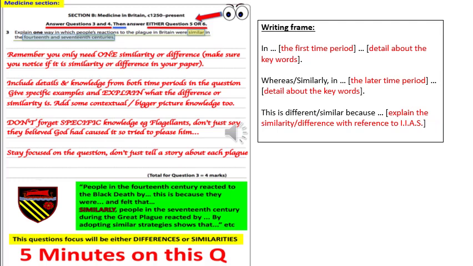A similarity, people with a similar reaction would be that both time periods thought it was sent by God. So in the first time period there were flagellants. In the second time period, doctors still prescribed prayer, believe it or not. So you've got that link. There is a slight difference, but you've made sure you've made it clear. This is similar because of the attitudes. It was still a very religious time.